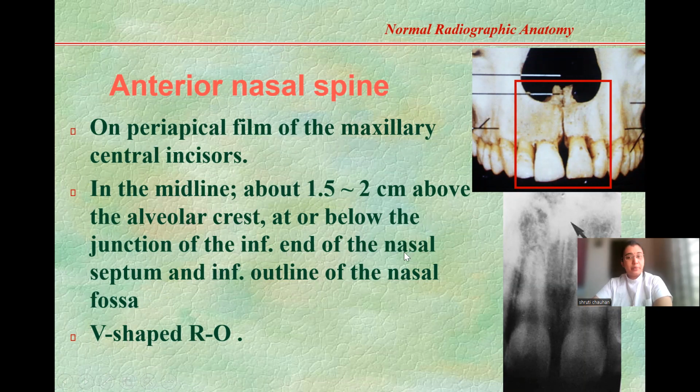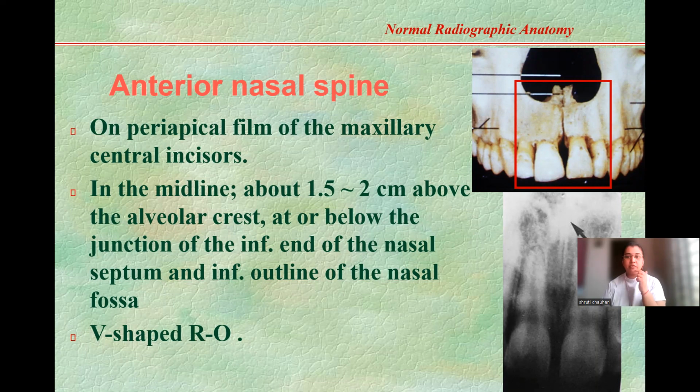Okay, so if I'm going to ask you, where do you see your anterior nasal spine? It is in the midline. First of all, it is in the midline. Then you will tell the distance: 1.5 to 2 centimeters above the alveolar crest, and at or below the junction of the inferior end of the nasal septum.